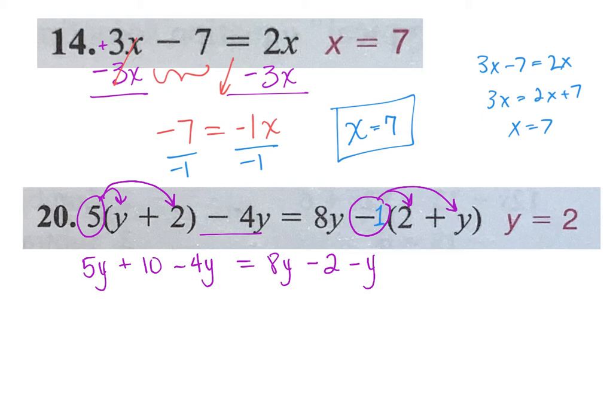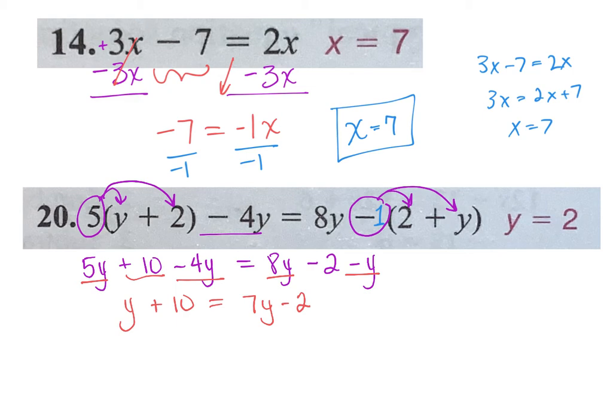Right? Then we want to simplify each side of this equation. So we want to simplify the left-hand side as much as we can, simplify the right-hand side as much as we can, and then start moving things across the equals. So on the left-hand side, we have a positive 5y and a negative 4y, which is just 1y, and then that plus 10 there. On the right side, we have 8y and negative 1y, so we have 7y, and then minus 2 there.